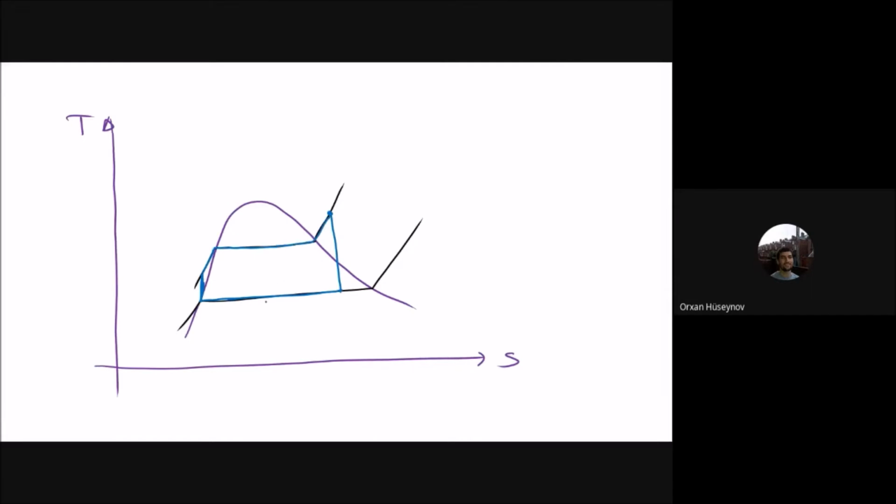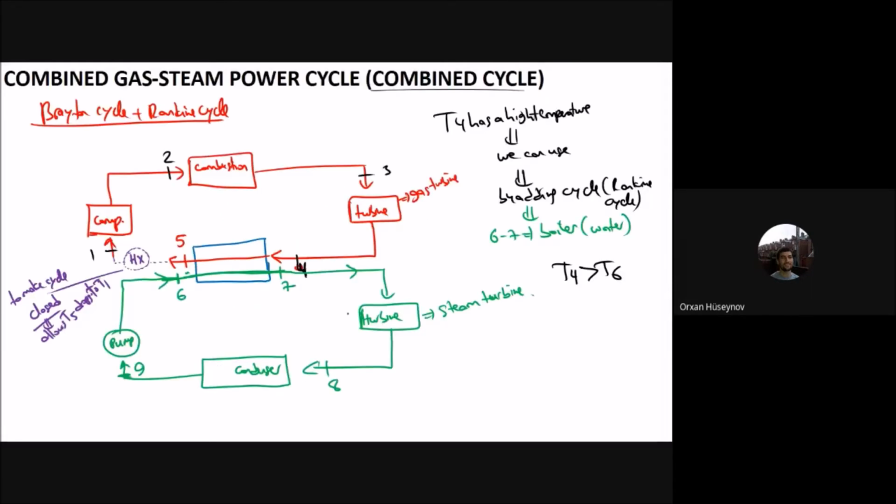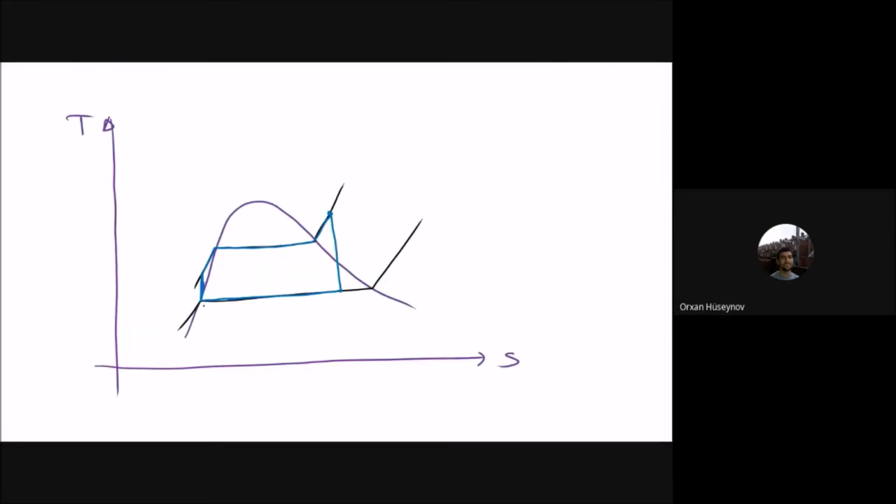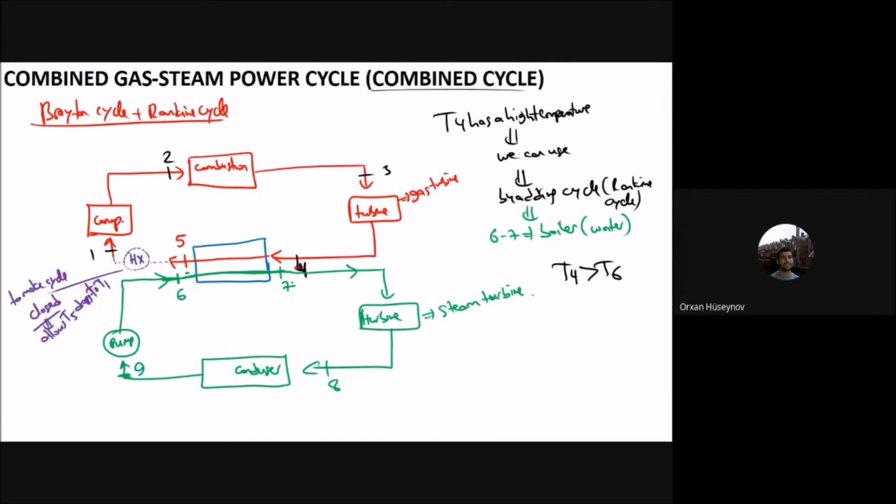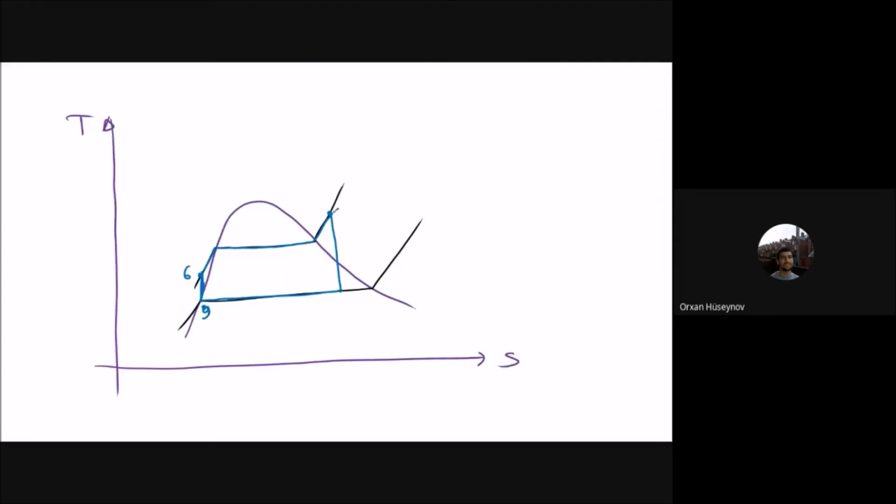If I just add the numbers here, you can see that the pump inlet is at point 9, and point 6 is the pump outlet. The boiler outlet is at 7, this one is the boiler, and then you have the turbine here, and this one is at 8. Okay. This is the Rankine cycle.